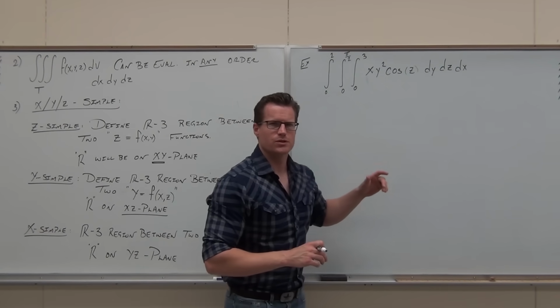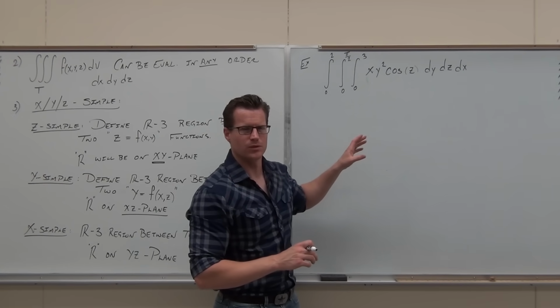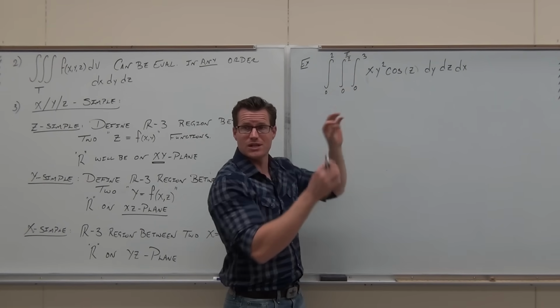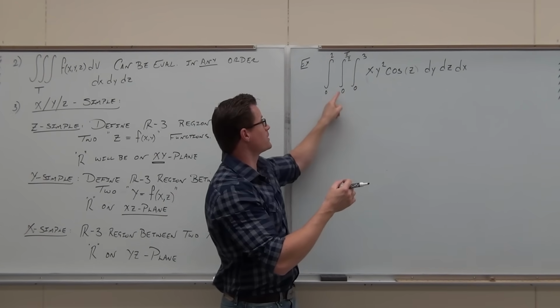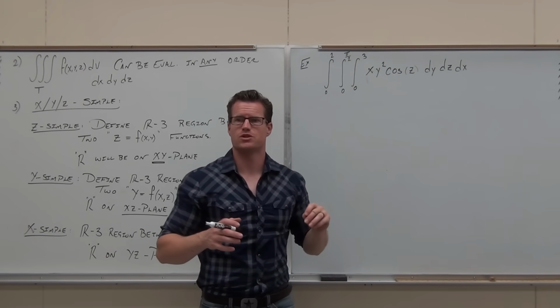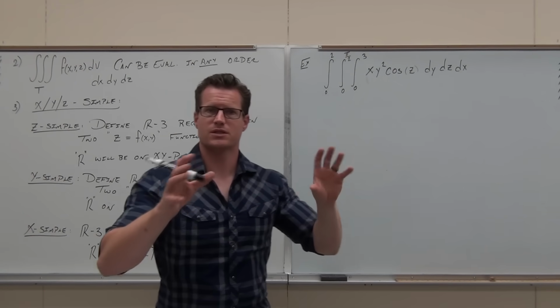What variable would these numbers be in terms of? Y. Good. You see how they still have to match up? What variable for these ones? Z. And these? What's my first integral tell us to do? With respect to what variable? Y. So everything else is held constant.